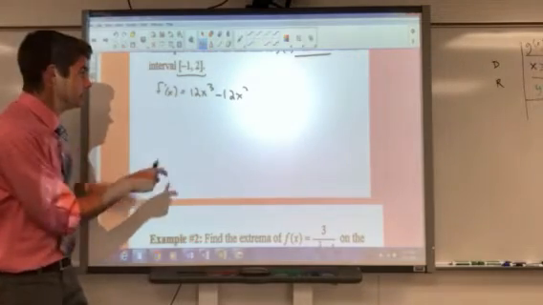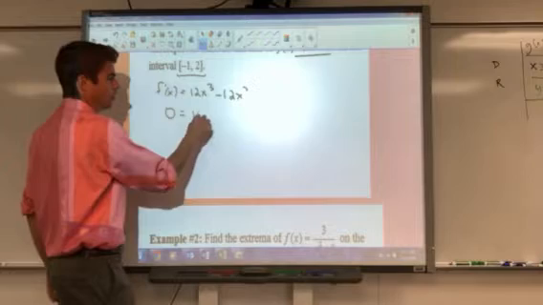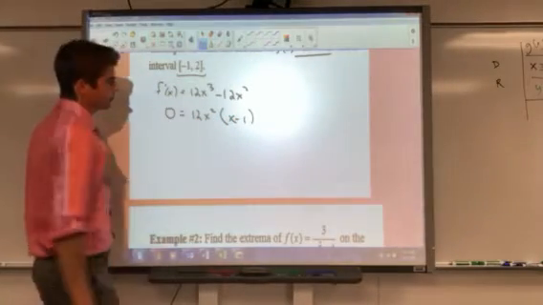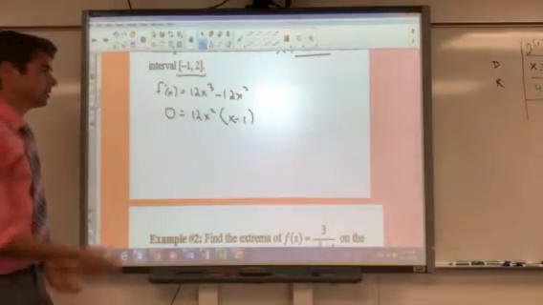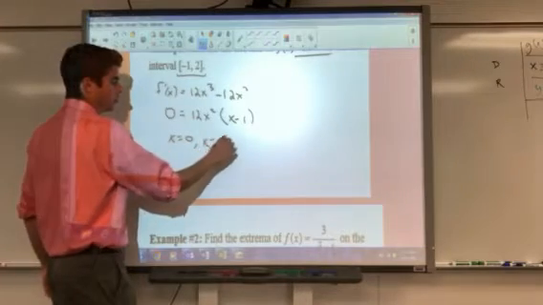So then I can set it equal to 0, and might as well factor 12x squared out. That would give you an x minus 1. I want to analyze, when is this equal to 0? This is equal to 0 when x is 0 and when x is 1.